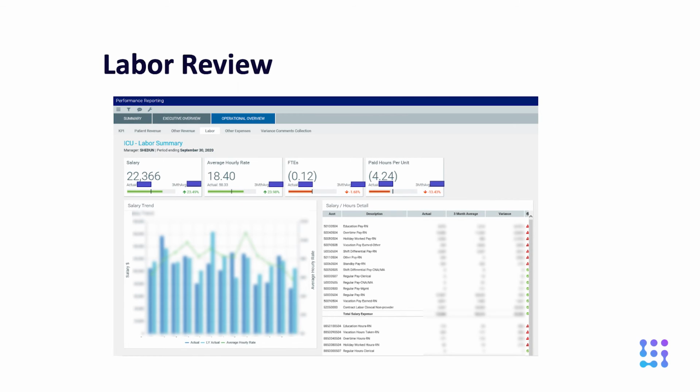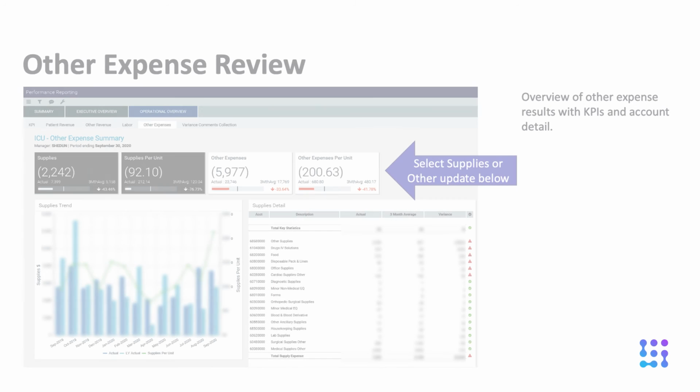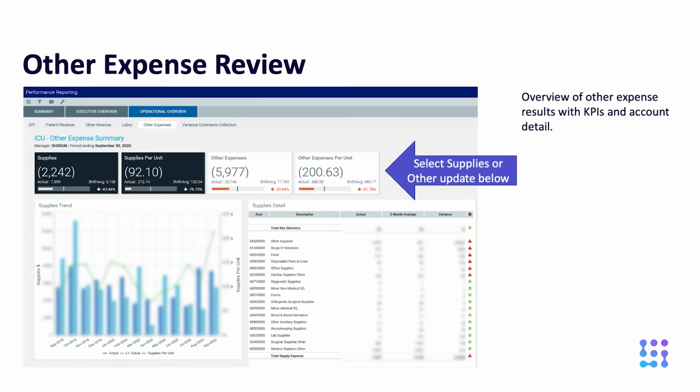And then for labor, it shows you the KPIs that were on that first tab. It also shows you the detail on the accounts, as well as a trend over time. So you can see actual salaries current year versus last year, and the average hourly rate. And then for other expenses, this is another one where you can pick whether you want to see supplies or whether you want to see other expenses. This is currently only showing supplies, so you can see all your supply expenses. And then you can see the trend over time, actual to last year, as well as supplies per their key statistic.